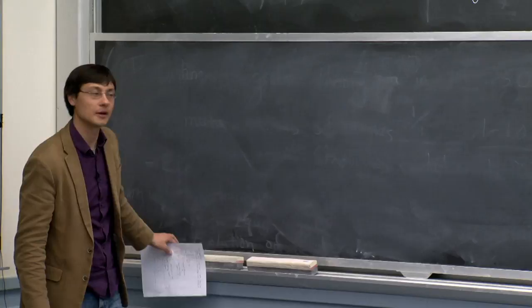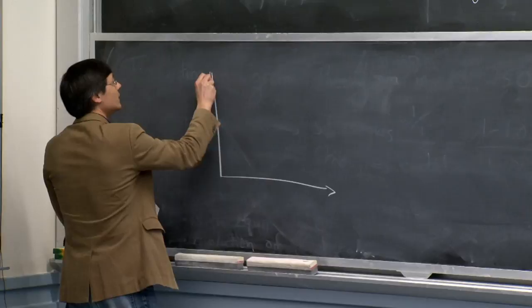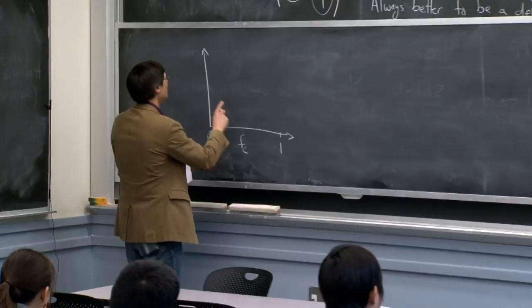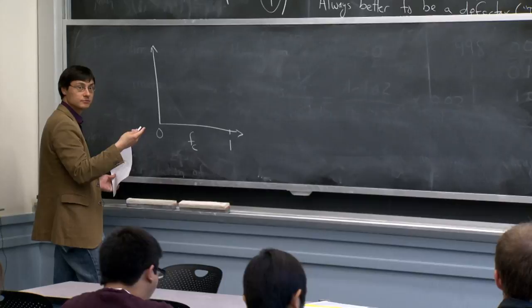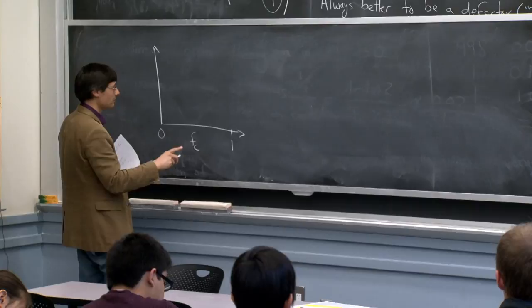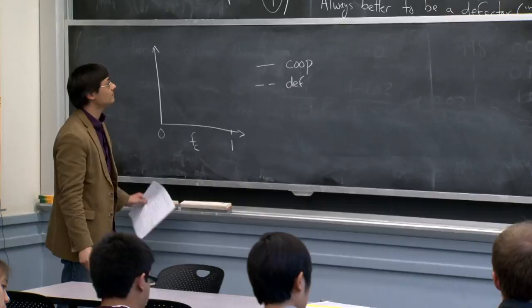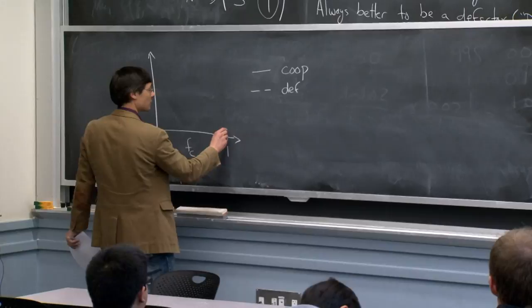So in the context of evolutionary game theory, we can plot, as a function of the fraction of the population that's a cooperator between 0 and 1, the payout for the cooperator and for the defector. I'm going to draw a solid line for the cooperator, dashed line for the defector. Now the question is, what should be the y-axis values on either end and so forth? What should these things look like?